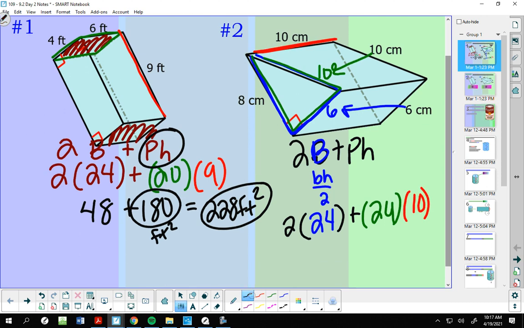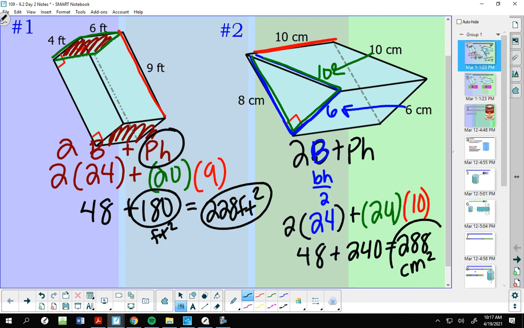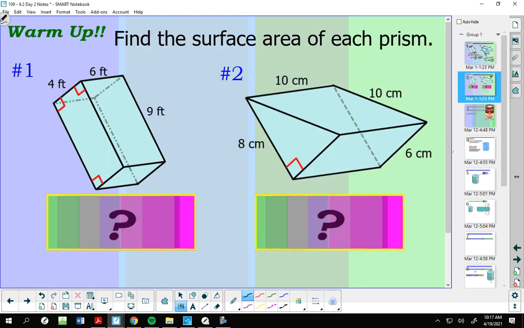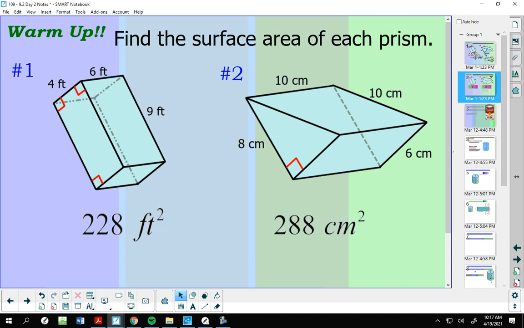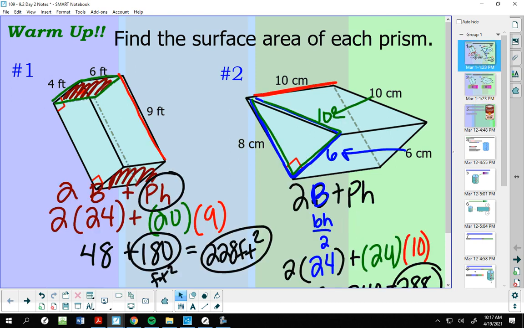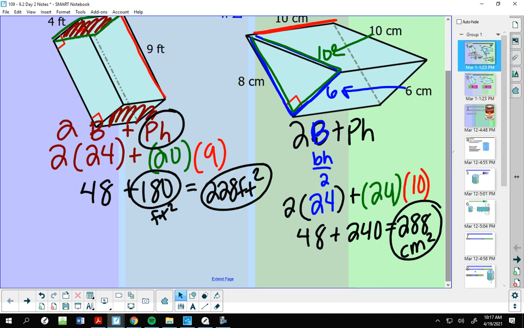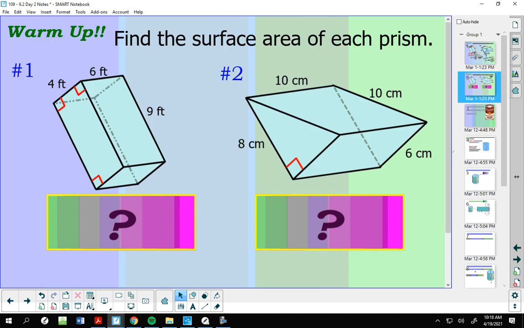So we have 48 plus 240, which is 288 centimeters squared. Remember, surface area always has squared units. So like I said, 228, 288. So that's review from what we did in 9.2 day 1.